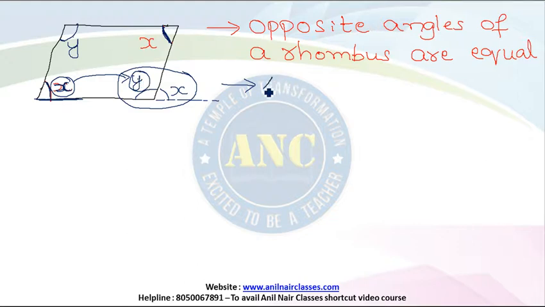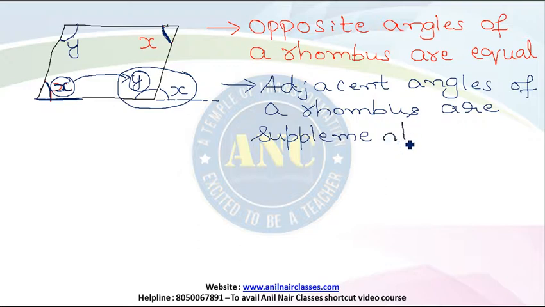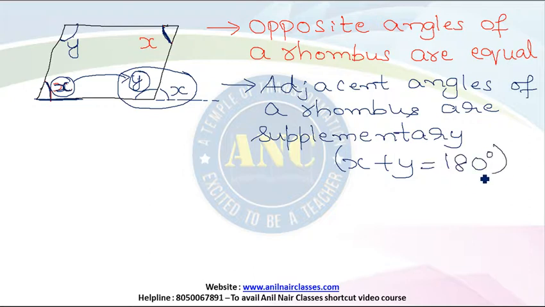In simple language I can say that adjacent angles of a rhombus are always supplementary. Supplementary is nothing but the sum of the angles should be 180 degrees. Adjacent angles of a rhombus are always supplementary. That means in the given diagram, angle X plus angle Y is equal to 180 degrees. That is what they are mentioning there. I hope it is clear.